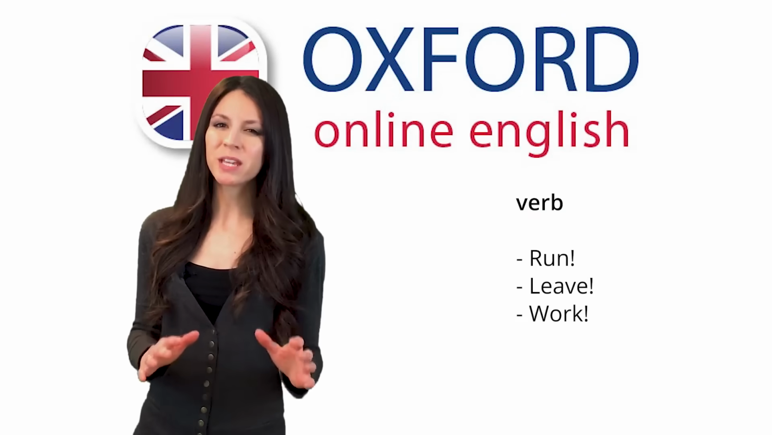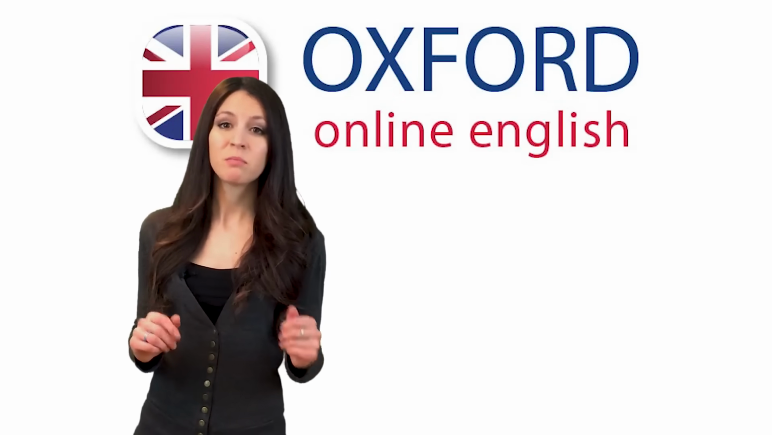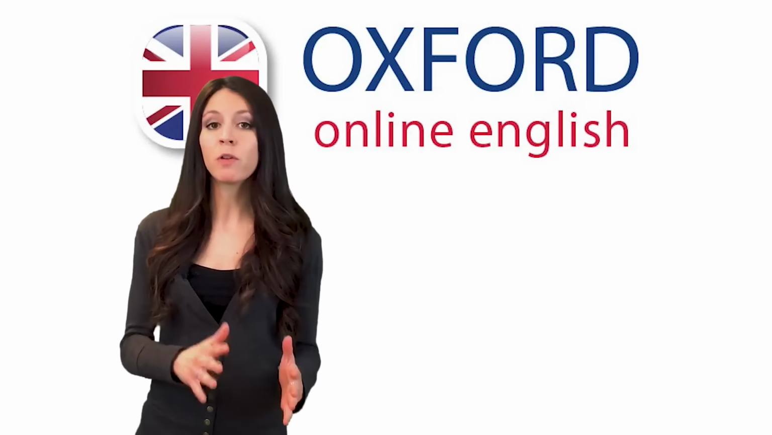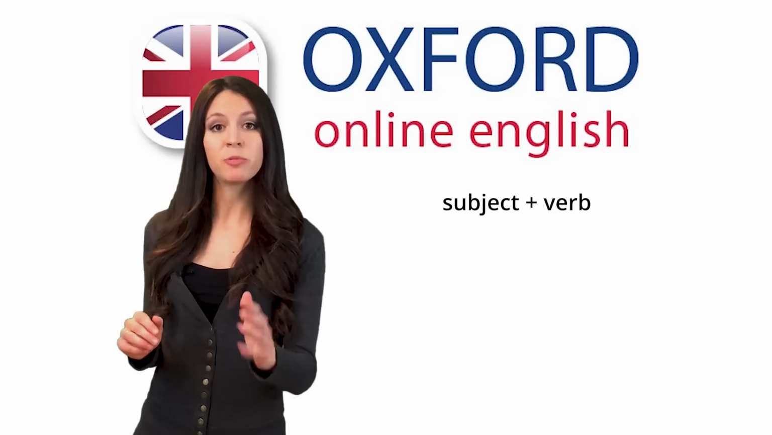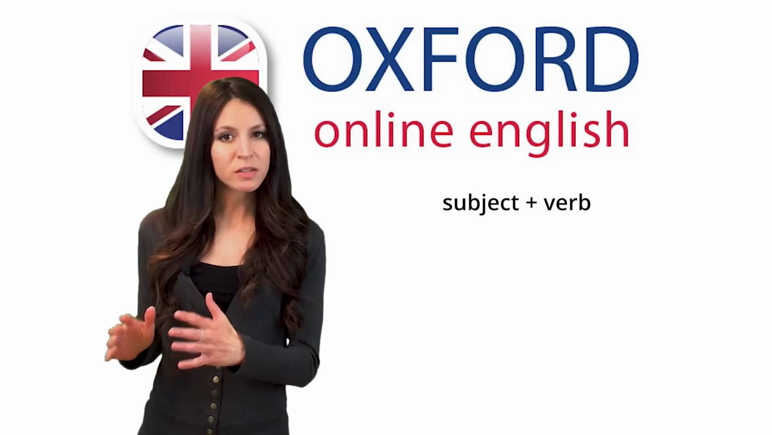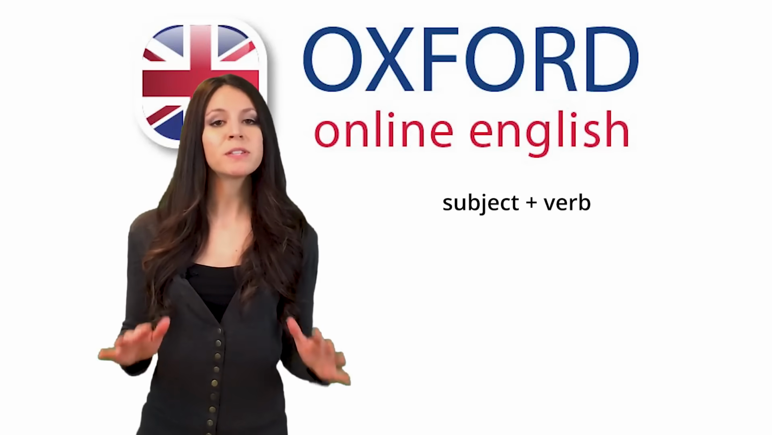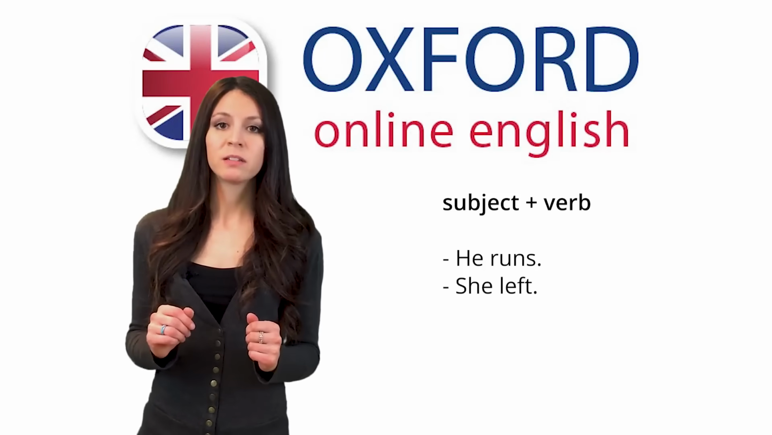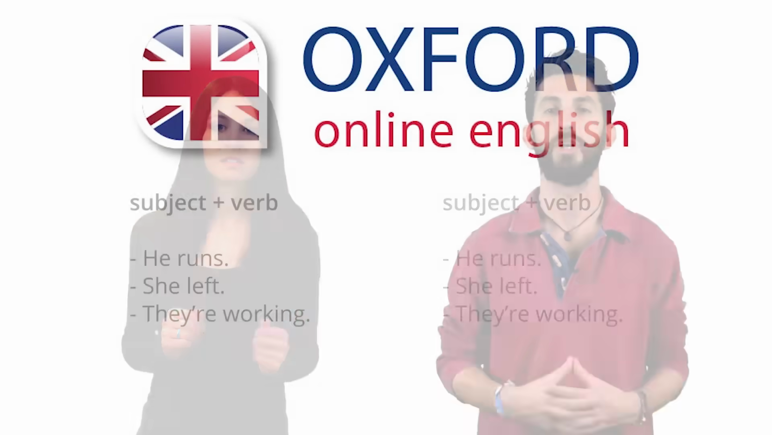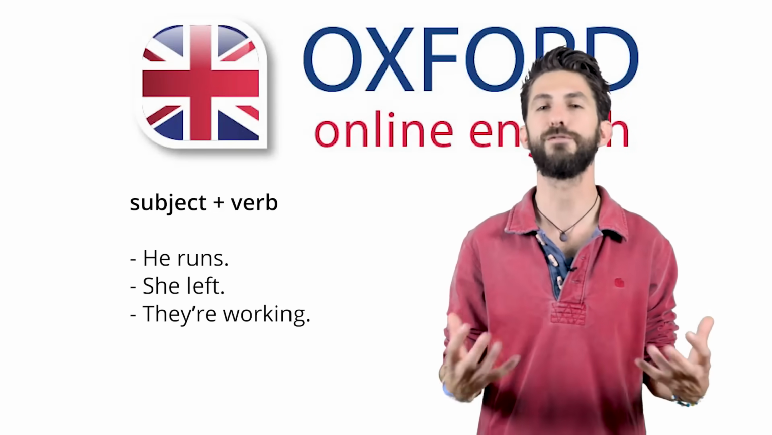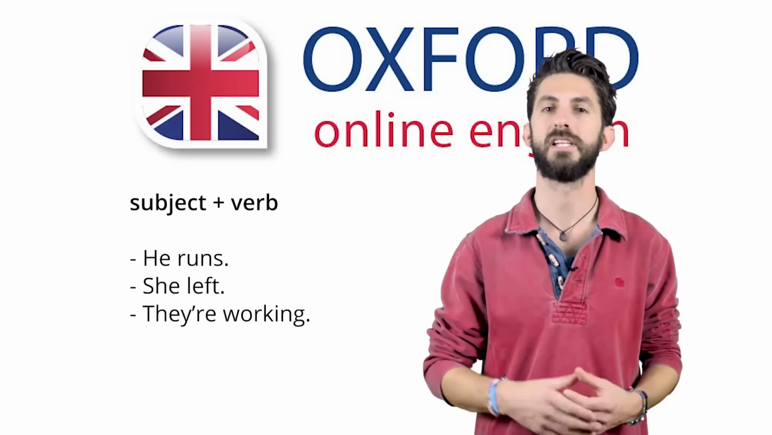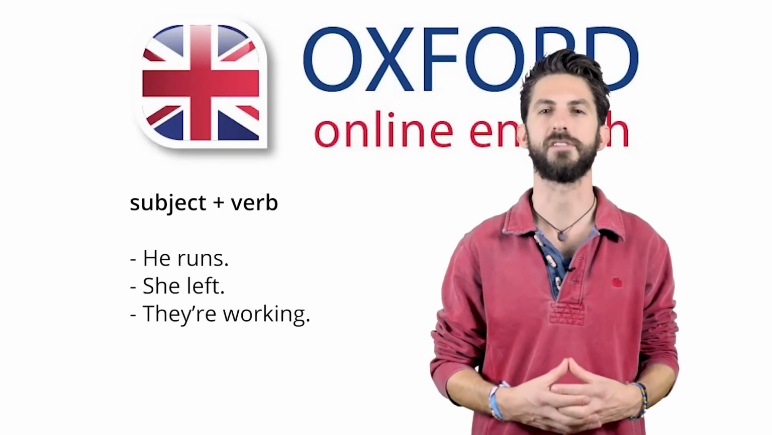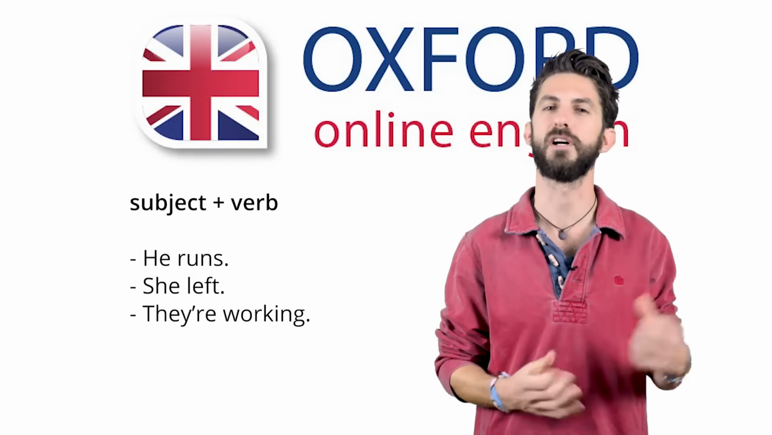Of course, most sentences are longer than this. Most sentences that are longer than one word also need a noun before the verb. The noun is the subject. With a subject plus a verb, you can make simple sentences like he runs, she left, they're working. You can see that the verb can be in different forms, past or present, simple or continuous. The verb form doesn't change the structure of the sentence. These are all the same, subject plus verb.